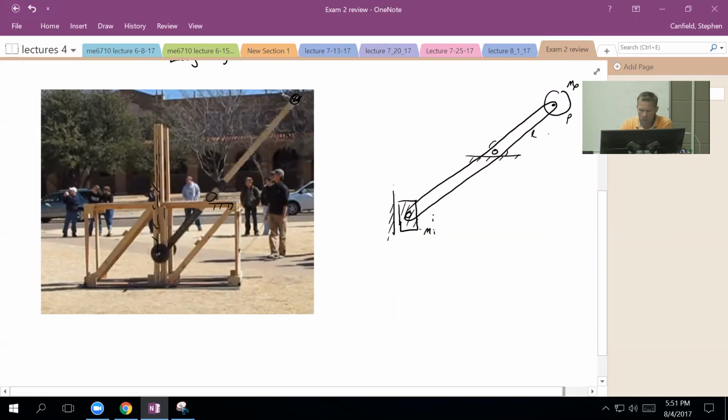We want to review the various components. Let's start with this basic system and develop the equations of motion for this trebuchet.